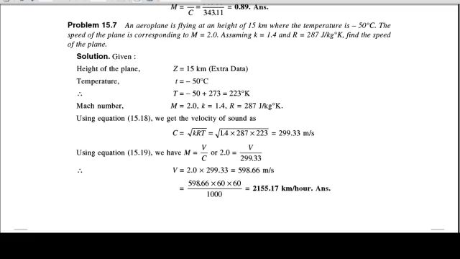If we have to calculate this speed in kilometer per hour, then v is equal to 598.66 into 60 into 60 upon 1000, so it becomes 2155.17 kilometer per hour. So here the value of v, that is the speed of the plane, is 2155.17 kilometer per hour. So our problem is solved over here.